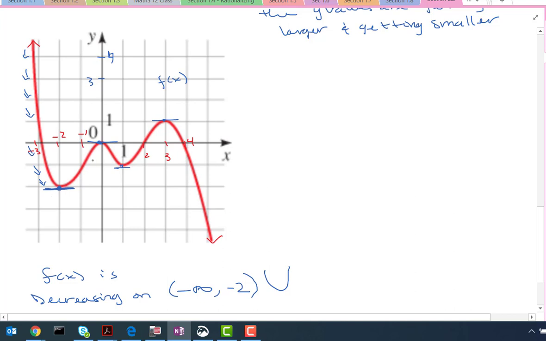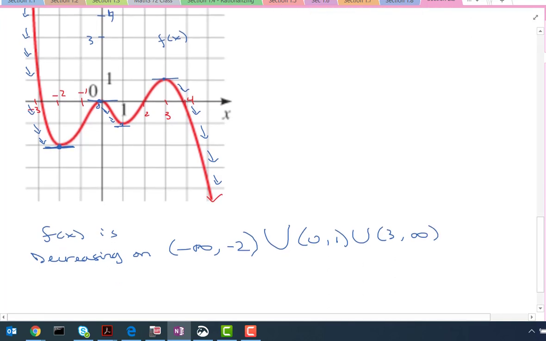We're going to use the union to indicate the next interval. So it's also decreasing from 0 to 1. Notice that the y values there get smaller. So from 0 to 1. And then where else does it decrease? And you can see here, the y values are getting smaller. So this is decreasing on, that's a peak. So that's at 3 to infinity.